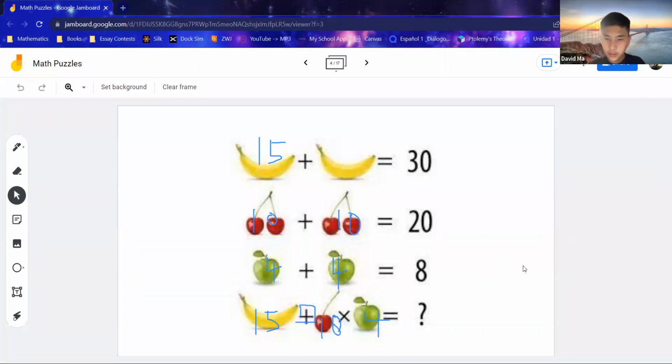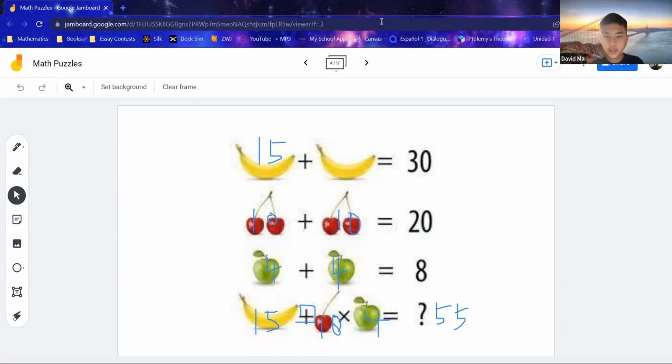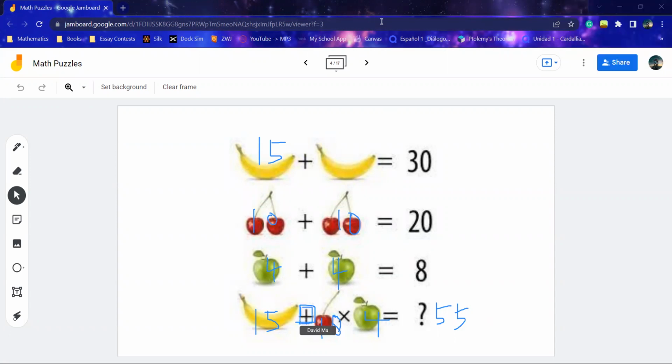So you get 55, right? Wait, what was the confusion? Joyce, what was the question? Oh, Joyce mistook the plus sign for the multiplication sign. I didn't see the plus sign. Oh, that's fine. That's fine.